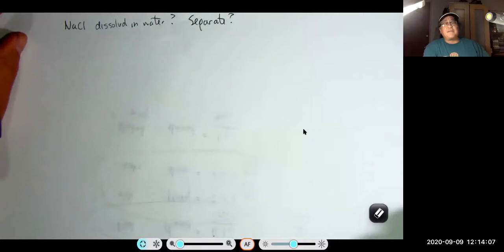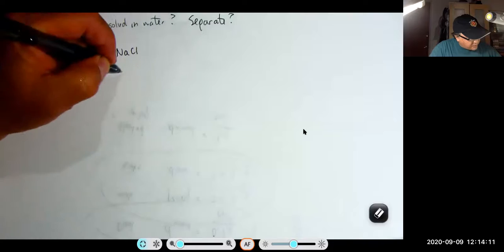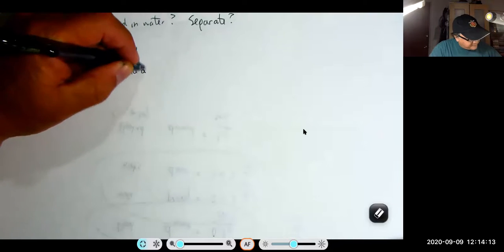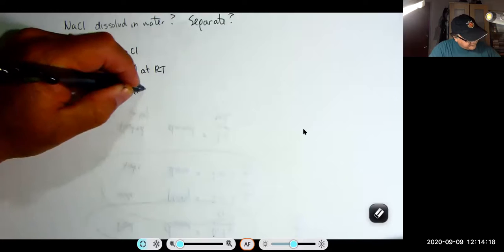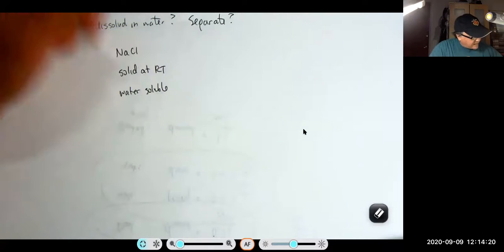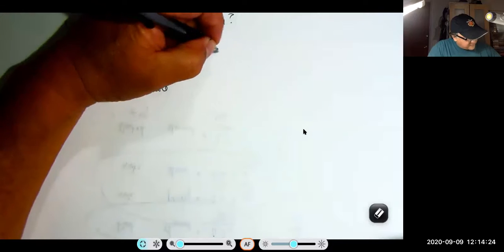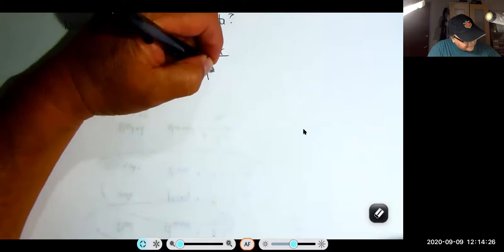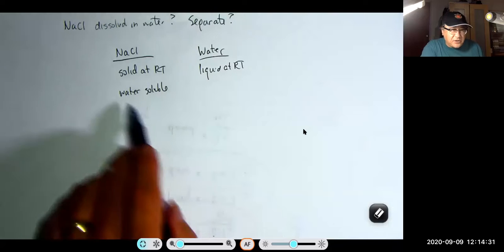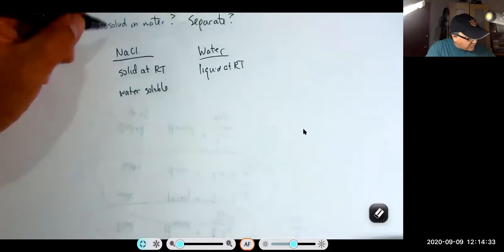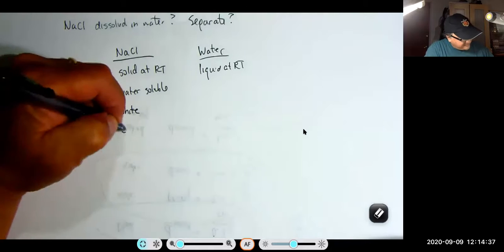Okay, so let's think about some of the different properties of sodium chloride. Sodium chloride, solid at room temp. Water soluble, definitely. Water, liquid at room temp. I think that we all know a little bit more about water than we know about sodium chloride. And we can also say for sodium chloride, it looks like a white solid. It's crystalline.